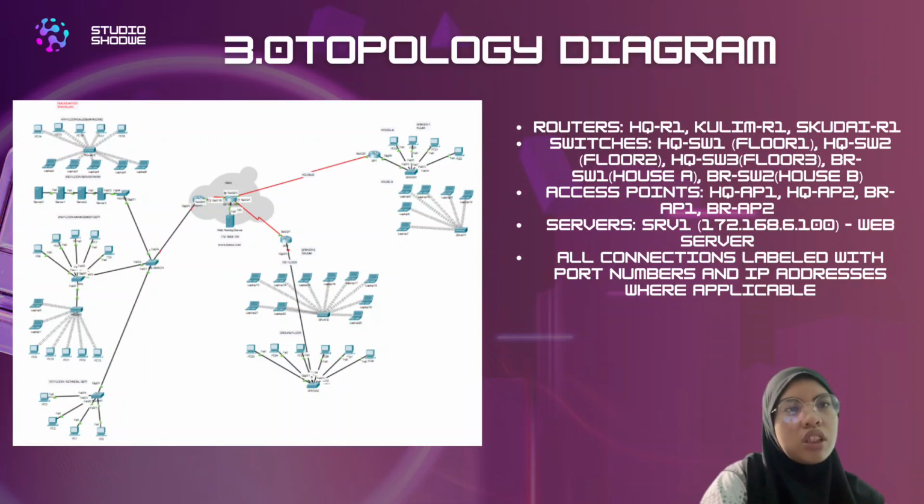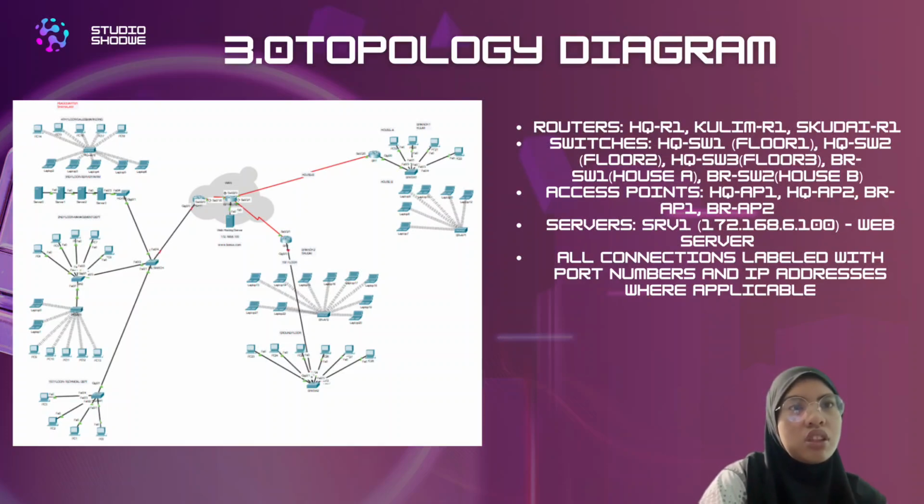For branch Skudai, another remote office connected to headquarters via the WAN. In Skudai, the ground floor consists of multiple PCs connected through a switch, and the first floor uses wireless connectivity for laptops through an access point.